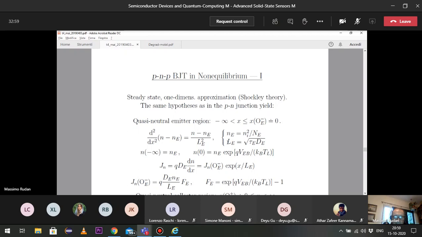So this theory is identical to that of the left part of the PN junction. So we impose the asymptotic condition: n of minus infinity is N sub E. N at 0 is the Shockley boundary condition. So it is N sub E times the exponential of q V_EB over kT, where V_EB is the voltage applied between the emitter and base contact.